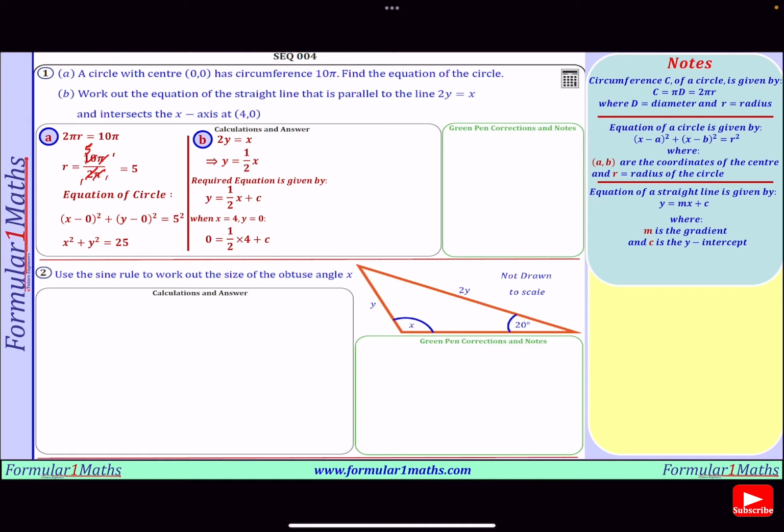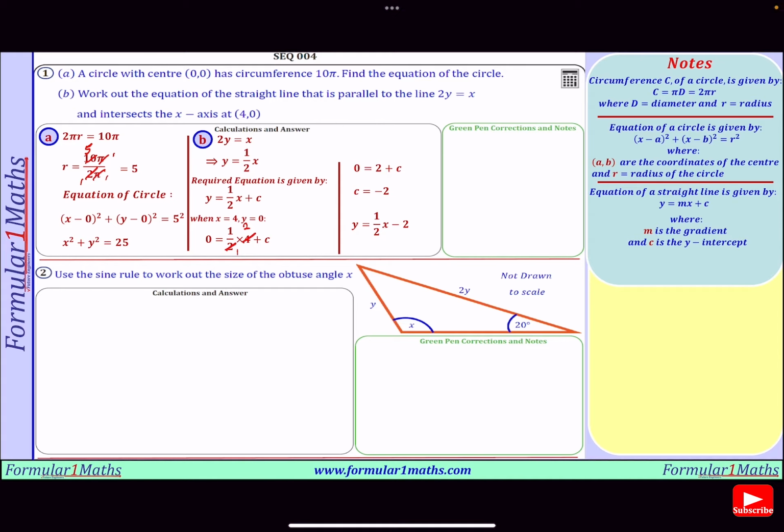If I reduce the fraction, 2 goes there 1, 2 goes there 2, and I'm left with 0 = 2 + c. If I solve for c, I get c = −2. I can now write the equation of the straight line as y = ½x − 2. And that is the equation of the line.